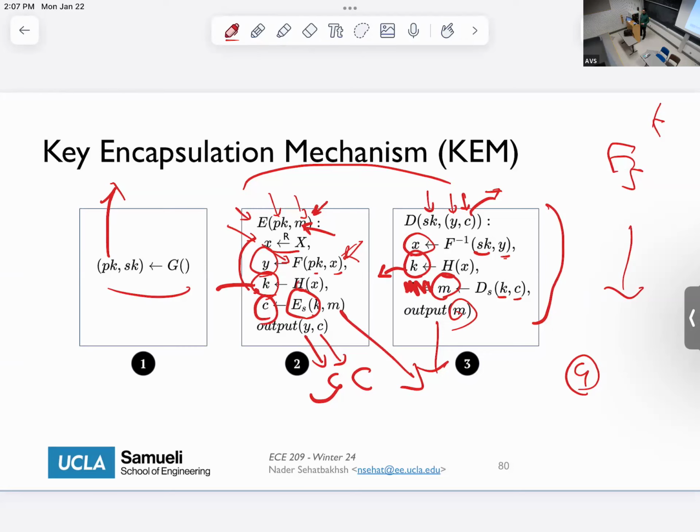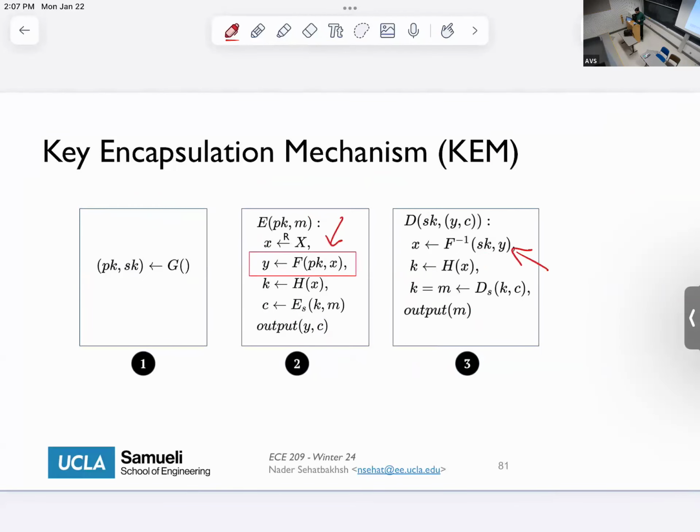Decryption was the reverse process of that. We take Y and the secret key, we compute X, we hash X, get K, we use K to decrypt and get the message M, right? And at that final point, I have the message and I have the key. From now on, I can just move forward with the K and the symmetric key all the way forward. That's the most important thing about the KEM.